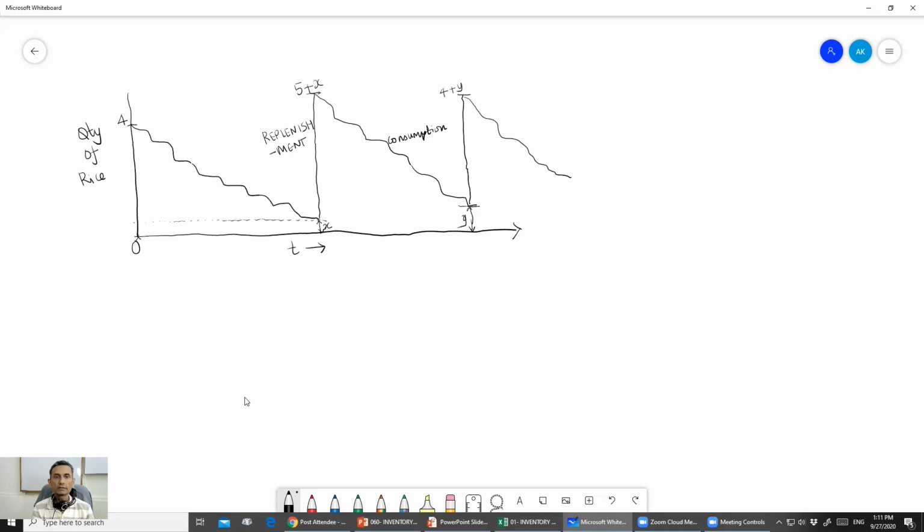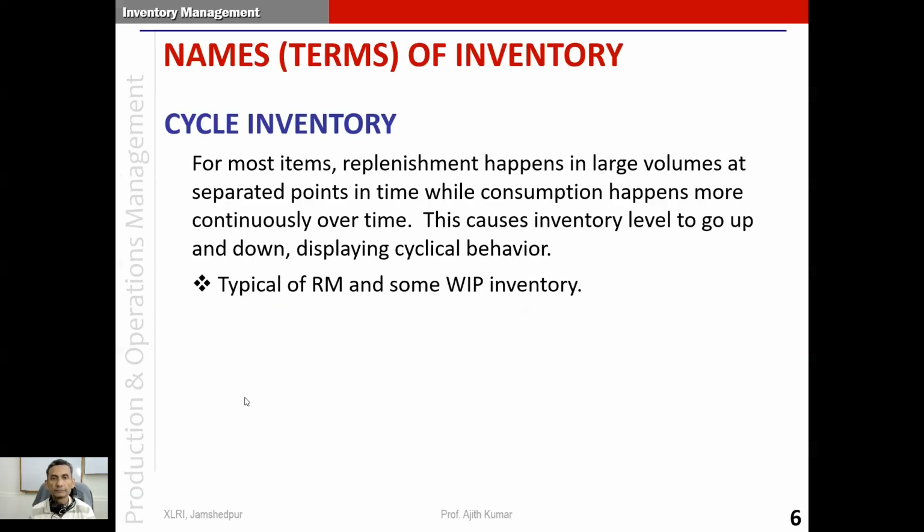And as you can see, this is not only true for my kitchen items, it's also true for all the raw material that I'm going to consume in an organization, as well as the material being processed, the work in process inventory, and sometimes the finished goods inventory as well. So this is the meaning of the term cycle inventory.